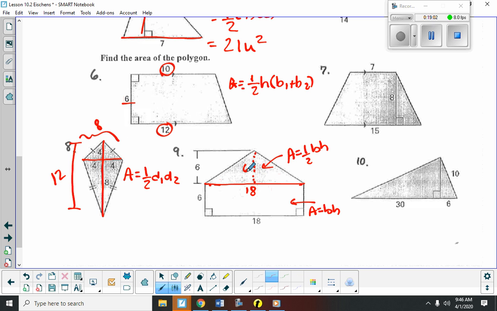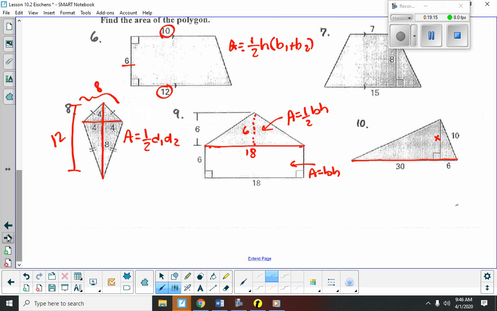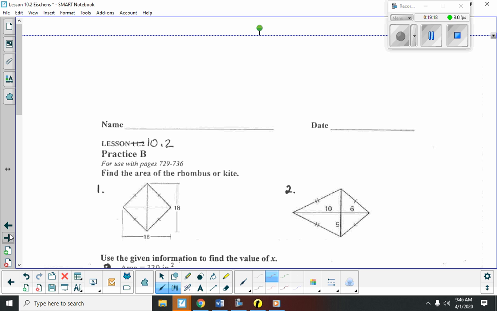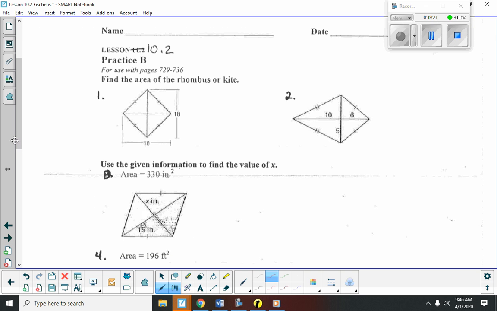This one too is a triangle, and so for the base, you're going to have to add those together. That would be 36. And here we're going to have to do the Pythagorean theorem to find the height. Okay, next page. Find the area of the rhombus or the kite. So let's do this one. Area equals, it's a kite, 1/2 d1 d2. So this diagonal would be 10, 5 and 5. This one would be 16, and so that would be 80.